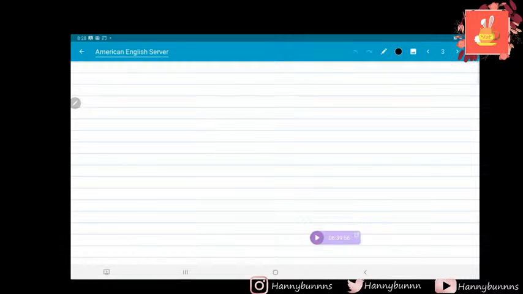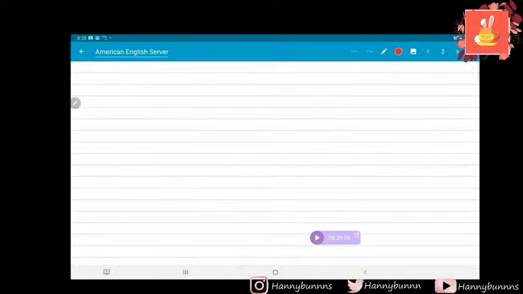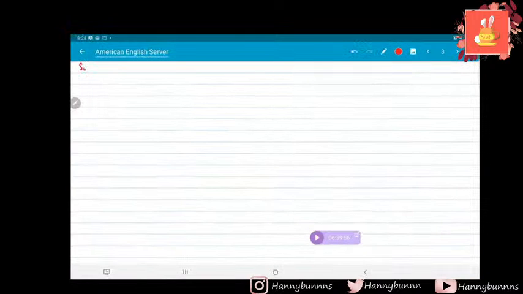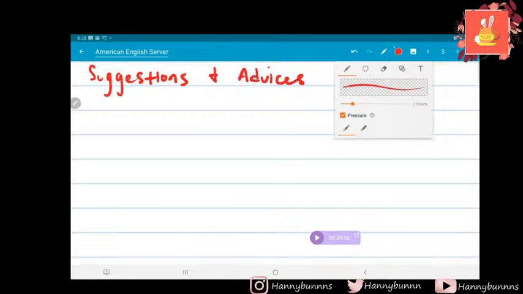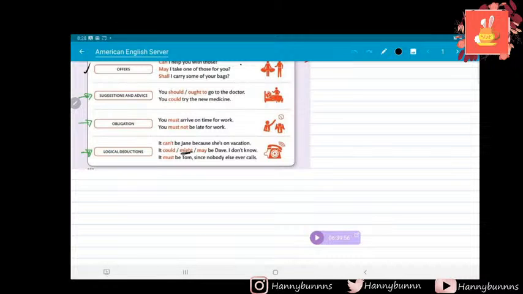We are on part 2. We are looking at, let me see the last one, suggestions and advices. Sometimes I hate my tablet. So suggestions and advices here. What are we going to be looking at? We're going to look at these 3 words: should, ought to, and could.